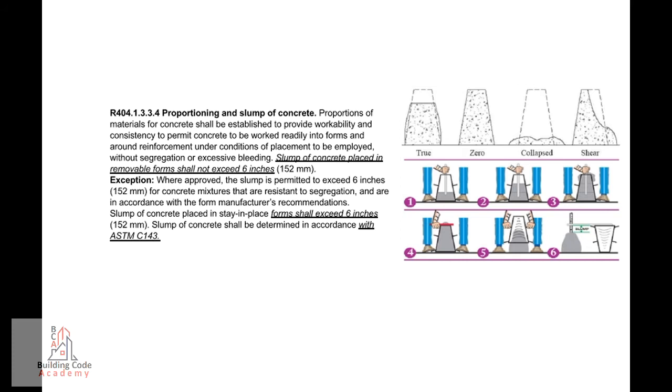Exception. Where approved, the slump is permitted to exceed 6 inches, 152 millimeters, for concrete mixtures that are resistant to segregation and are in accordance with the form manufacturer's requirements. Slump of concrete placed in stay-in-place forms shall exceed 6 inches, 152 millimeters. Slump of concrete shall be determined in accordance with ASTM C143.